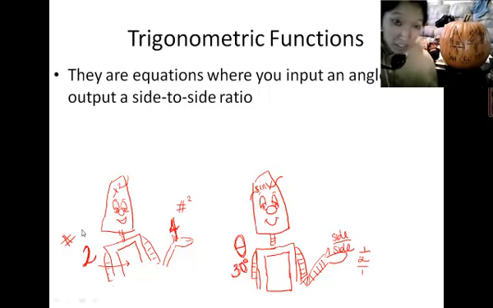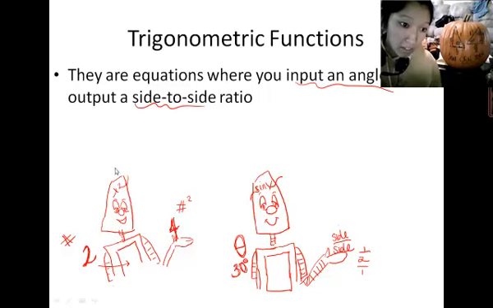So we have met objective 1 and 2, so now what we're doing is the overall objective. The big objective is to evaluate our trig functions. Keep in mind the definition of a trig function. They are equations, of course, where you input specifically an angle and you output a side-to-side ratio. So we're going to be looking at these triangles, and we're going to input one of the angles off that triangle, and what it will output is a specific side-to-side ratio.